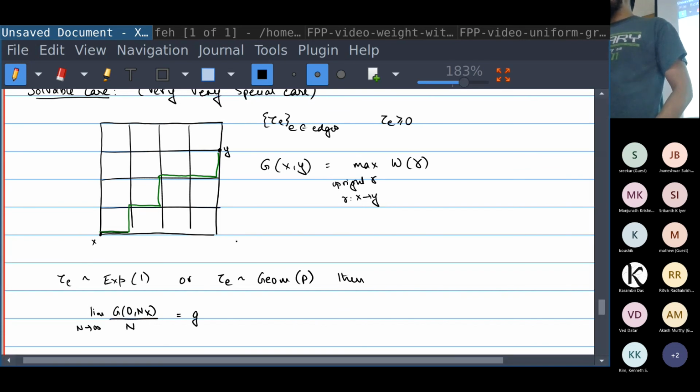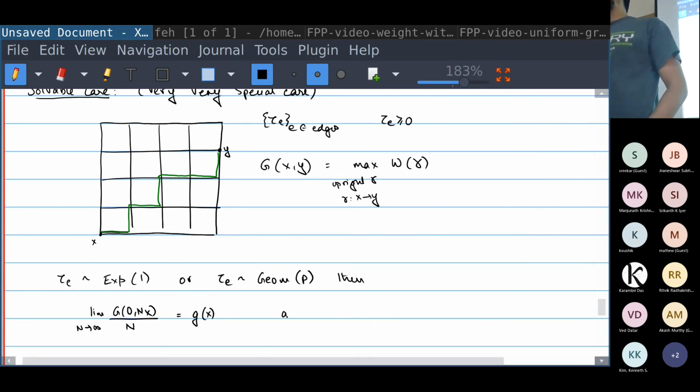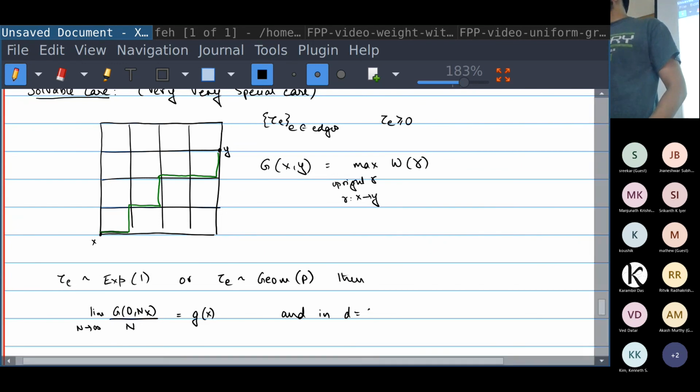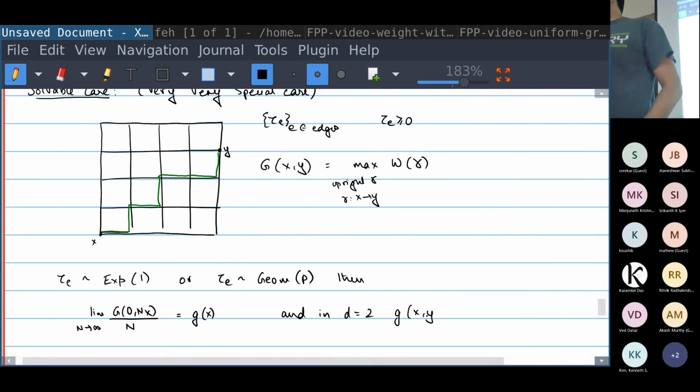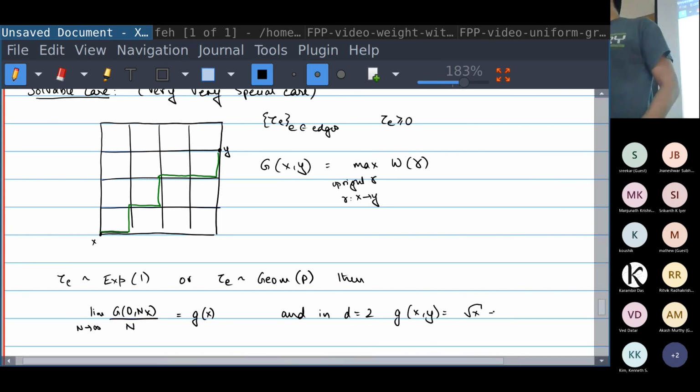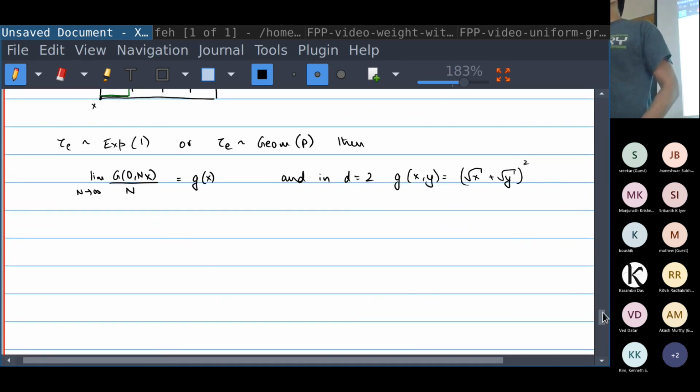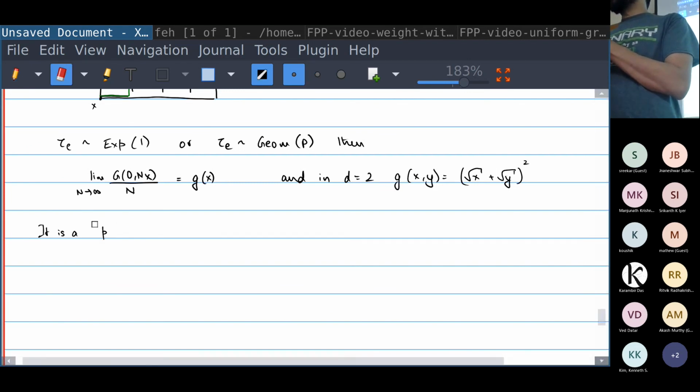is called g of x, and in d equals 2, g of x comma y is the square root of x plus the square root of y, the whole square. So it is a p-norm in this very, very special case. P-norm, well, it's not a norm, so it should say p in this special case.